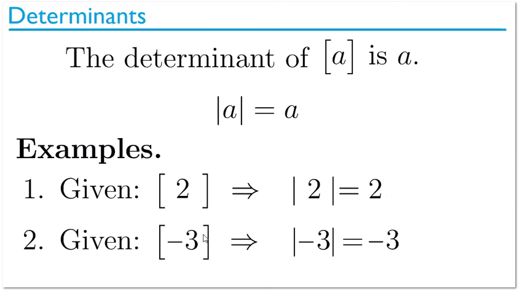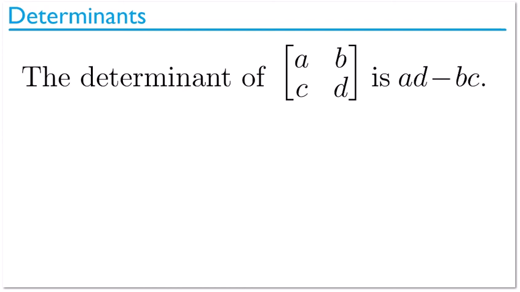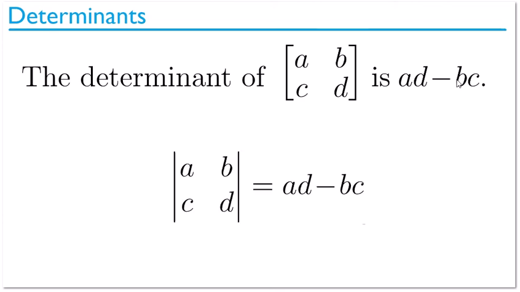Now how about if we have 2 by 2 matrices? The determinant of a 2 by 2 matrix A, B, C, and D is AD minus BC, and we write it in this way. So the determinant is the product of entries on the main diagonal minus the product of the entries on the off diagonal.